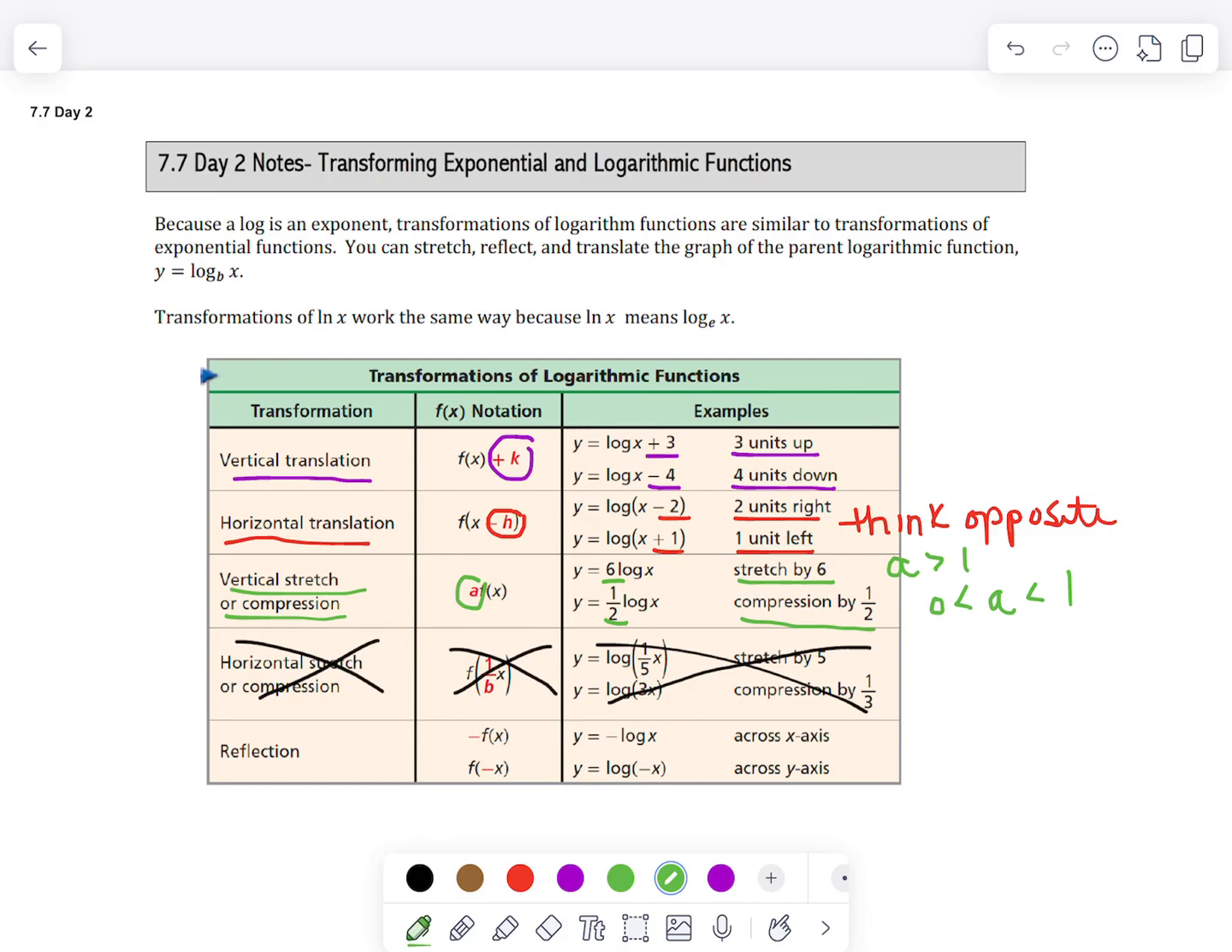Notice the horizontal stretch and compression is crossed out. At Eastridge High School, we don't teach that type of transformation because it's not a state standard.